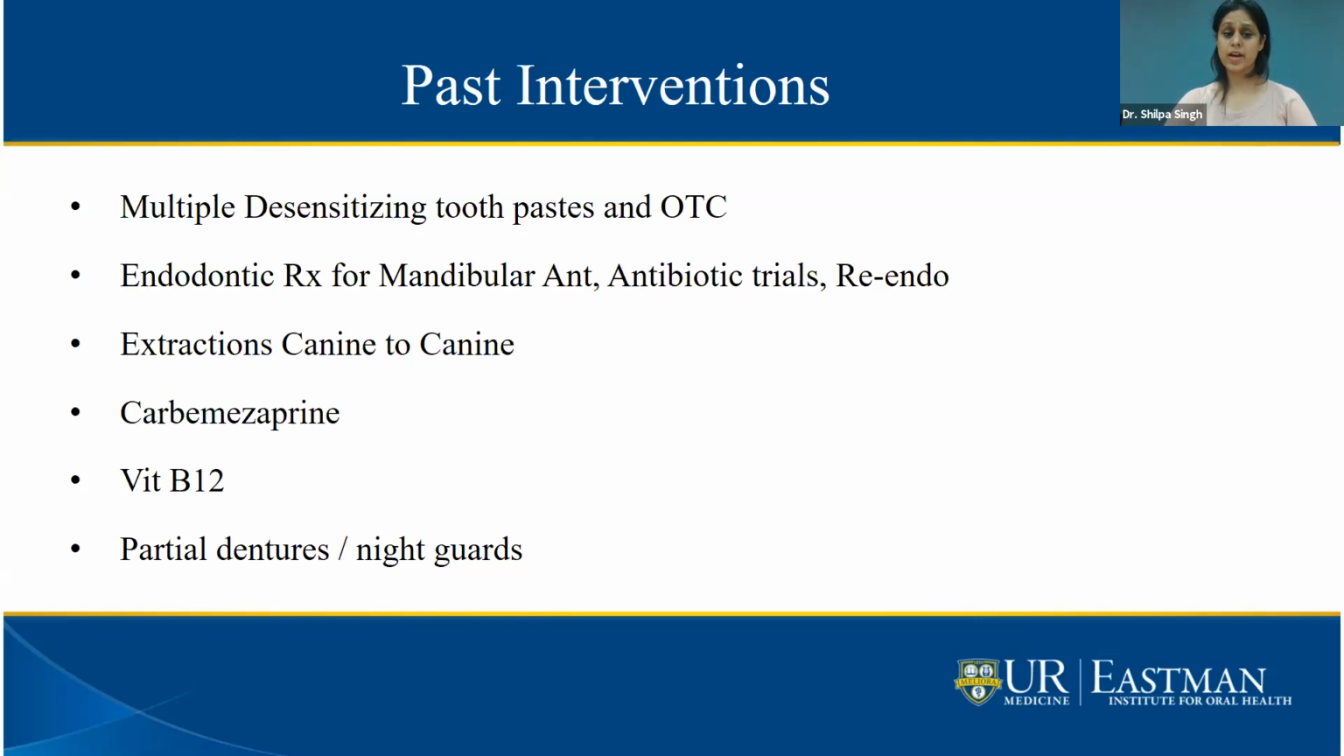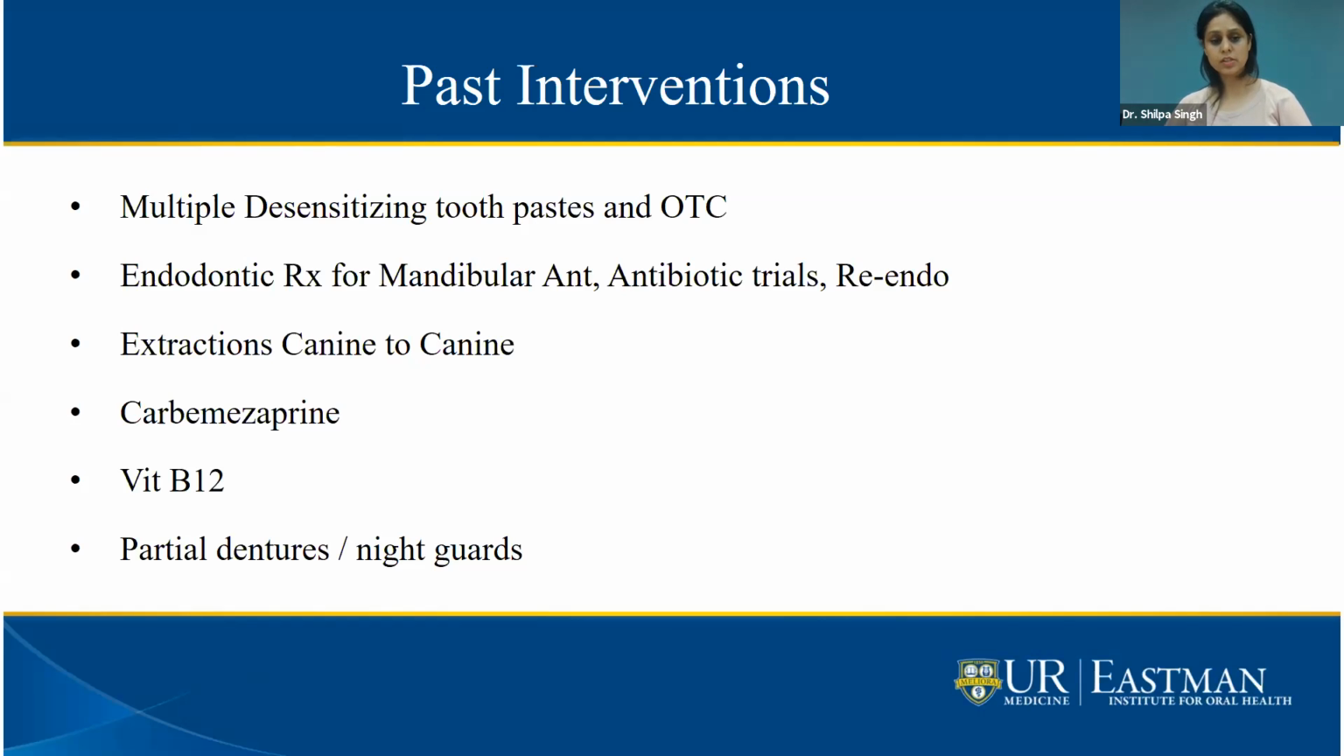She ended up getting extractions from canine to canine with no significant results in the pain or the sensitivity she was having. In fact, it was the same. Then she was diagnosed as having trigeminal neuralgia. She was treated with carbamazepine and pregabalin. Carbamazepine was 300 milligram and pregabalin was 75 milligram once daily, along with vitamin B12 for about 3 weeks, with no results at all. She said the thing remained the same.